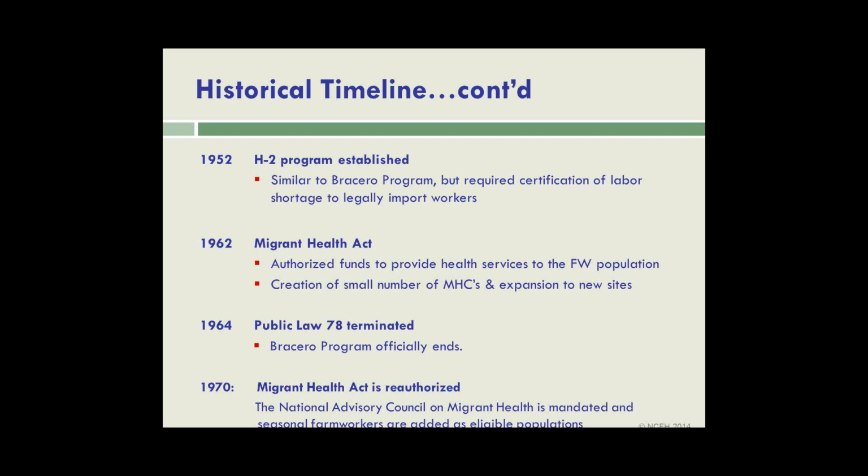In order to begin to meet the healthcare needs of the thousands of migratory workers in the U.S., the Migrant Health Act was enacted in 1962. The Migrant Health Act authorized funds to provide health services for the farm worker population. It allowed for the creation of a small number of migrant health clinics and expansion of existing clinics to include services for farm workers. In 1970, the Migrant Health Act was reauthorized.